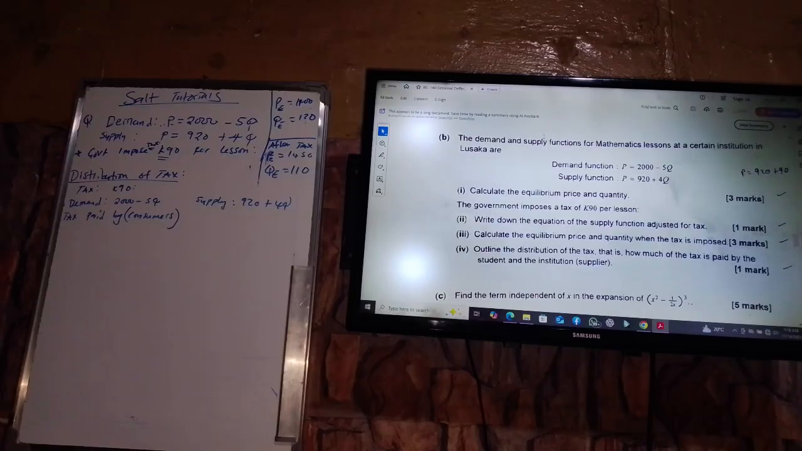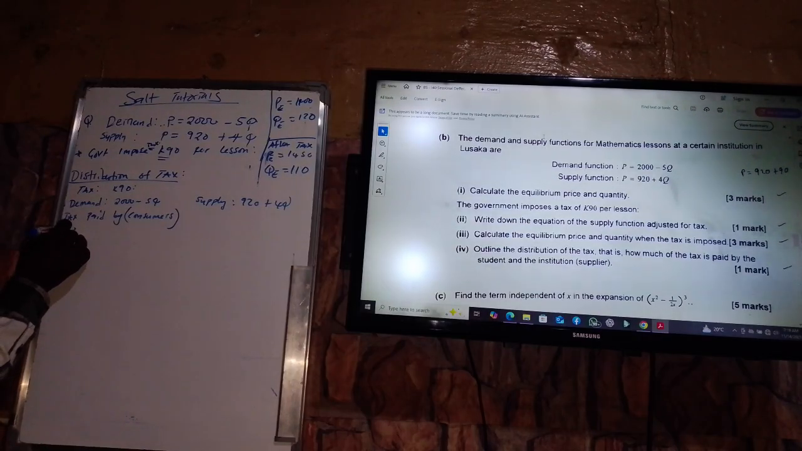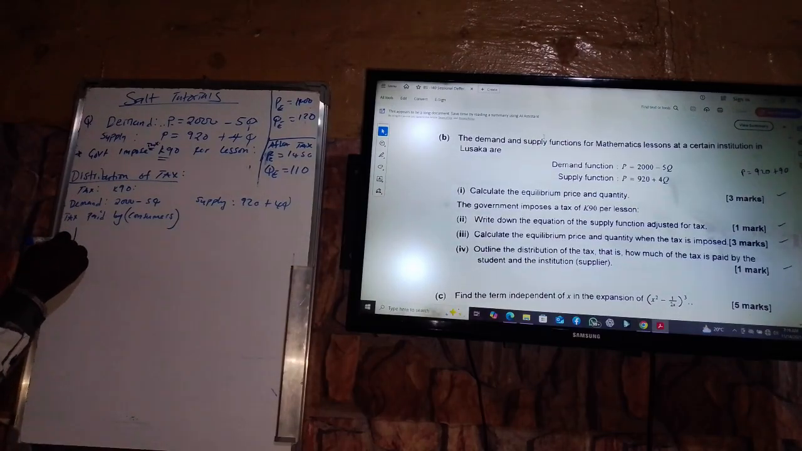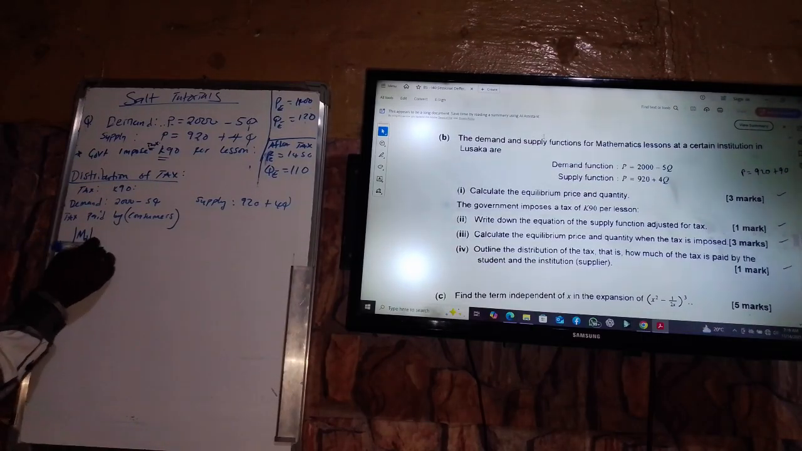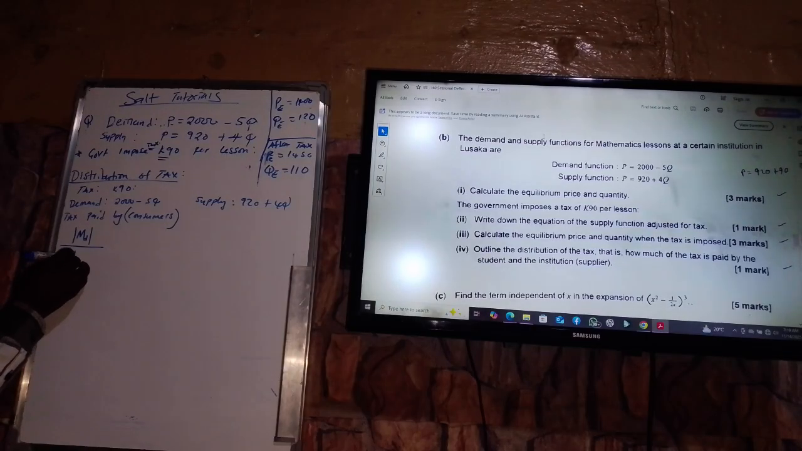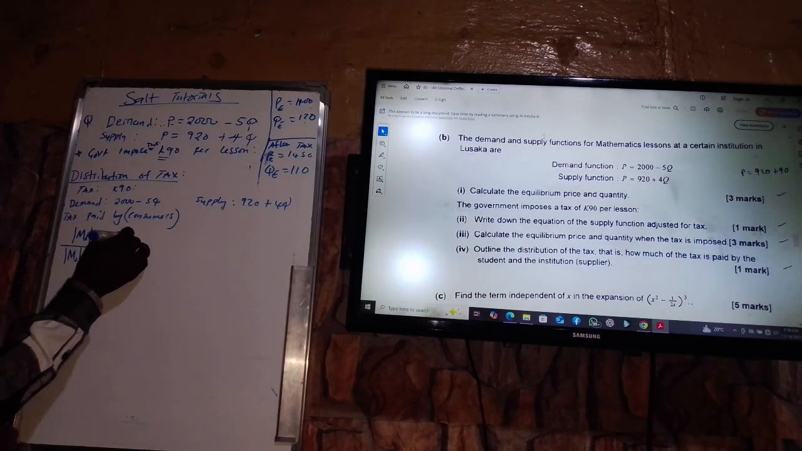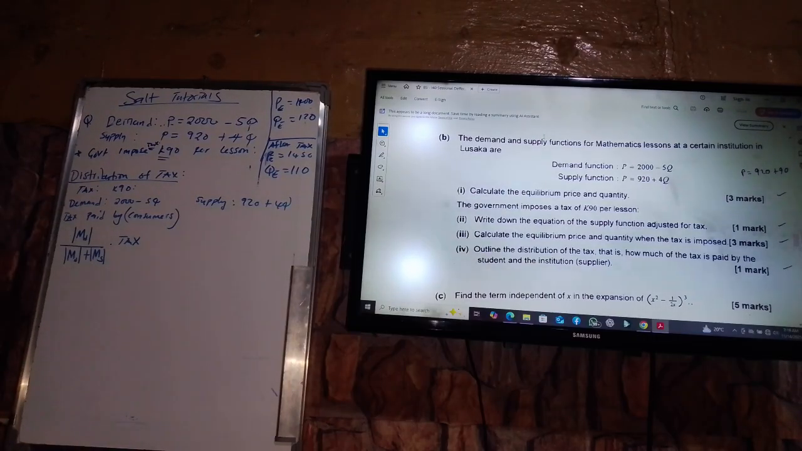So we're looking at the gradient for the demand function, which is absolute value of MD over absolute value of MD plus MS, multiplied by the tax. That is what tax is paid by the consumers. So what do I mean by MS? MD means the gradient for the demand function because I'm dealing with the consumers.